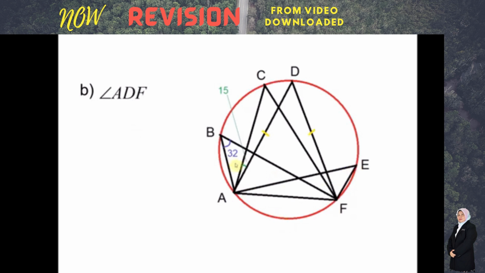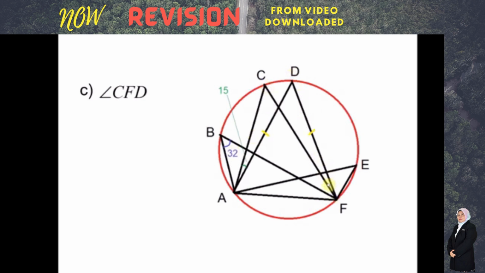Next, question B. The angle ADF is subtended by the same arc again, AF. Since ABF is 32 here, and ADF is subtended by the same arc, this is also 32. So angle ADF is also 32.